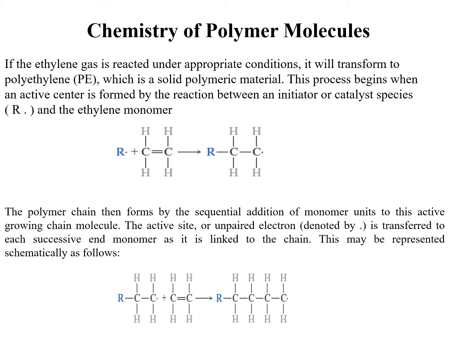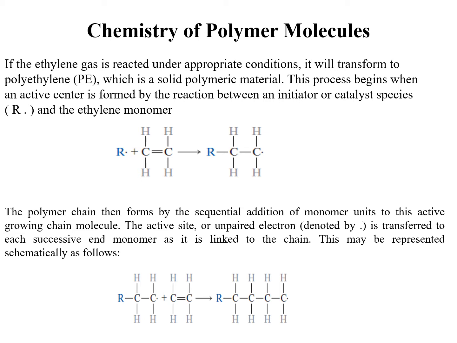So this process begins when an active center is formed by the reaction between an initiator and the monomer unit. Okay, so the initiator is R dot. As you see, the initiator is R dot and the monomer unit is C2H4, that is the ethylene monomer. That is the repeating unit.